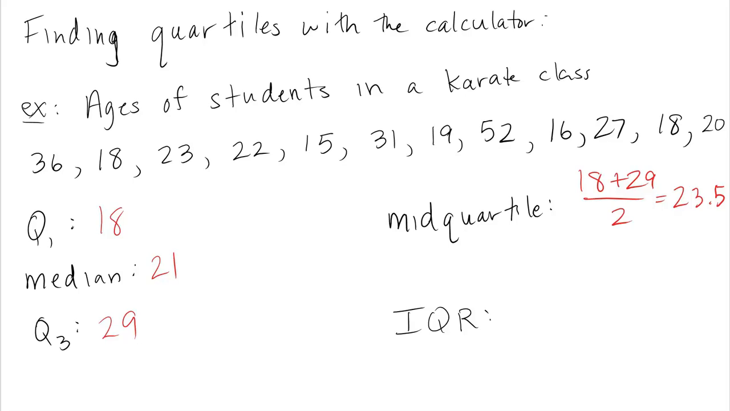The interquartile range is the difference in the quartiles. So we do 29 minus 18, and that's 11. This tells us that the middle 50% of the data is spread out by 11 units, in this case 11 years. It's a little bit harder to get a feel for IQR, just like it is for standard deviation, but it's describing how spread out the data set is. The center of the set is dispersed by 11 units total.